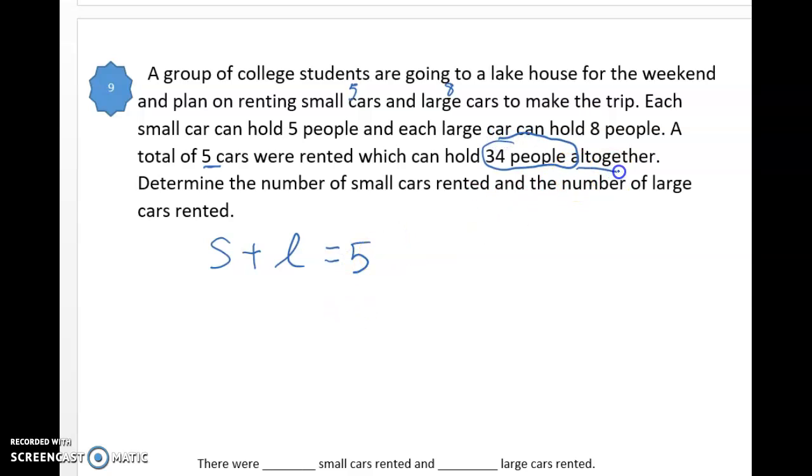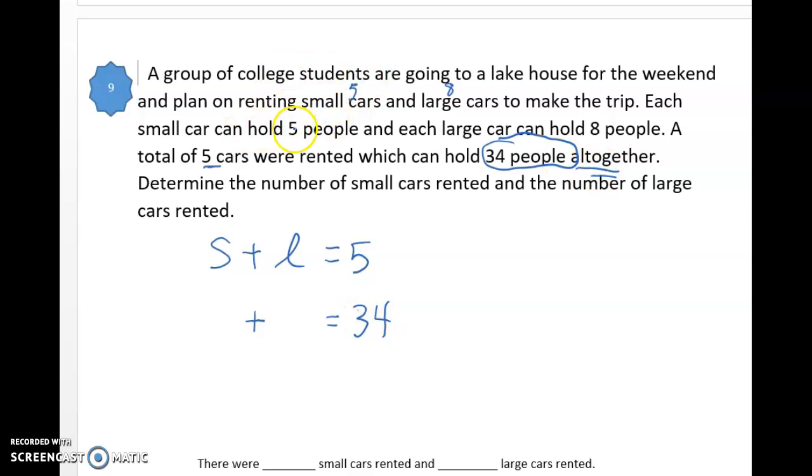Oh, this all together word means that when I add something, it equals 34. So we have to think back to those early elementary years when we learned those words and what they meant in math. So all together means I'm going to add 2 things together. I'm going to add 2 kinds of people together to get 34.